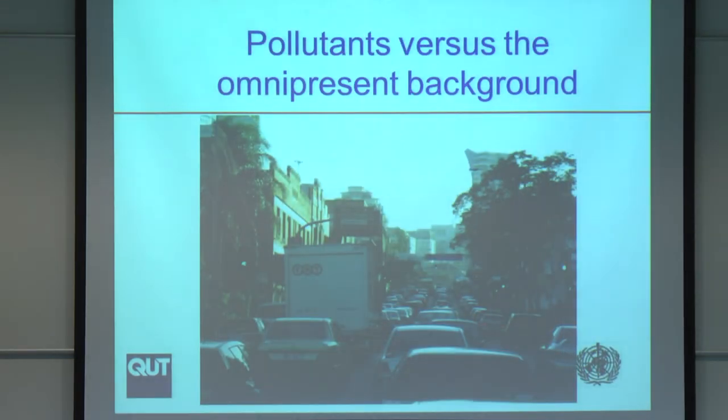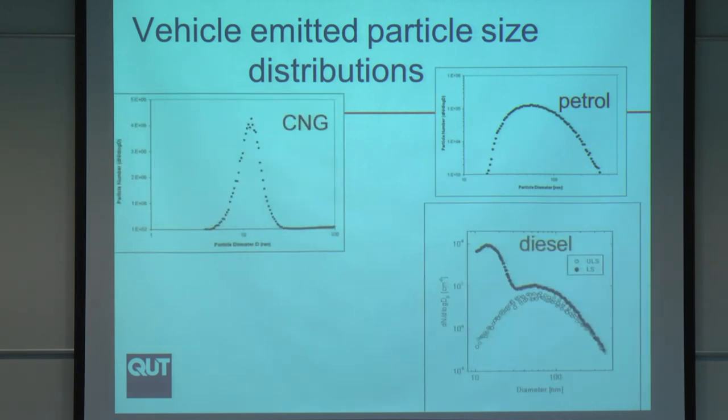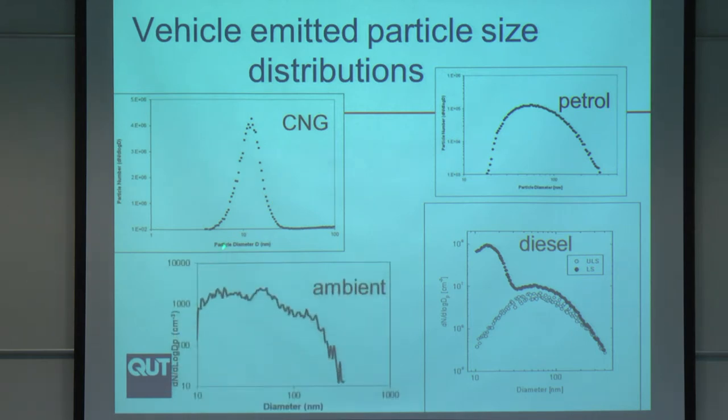Now, another big problem in all of this is the particles versus the omnipresent background, which can be illustrated by this traffic outside, and there's plenty of traffic outside everywhere, outside here as well, and these particles penetrate inside. So this is what we've already discussed, the particles from traffic. They are very small, depending on which fuel, they could be smaller or slightly bigger. And as a result of this, we have this distribution of particles in ambient air, and the majority of them are in the 100 nanometers.